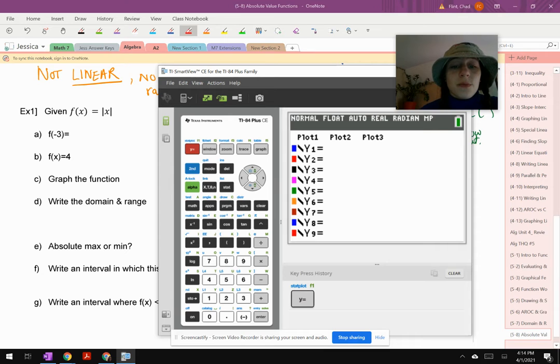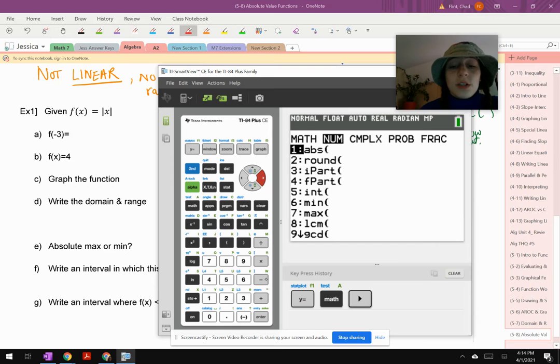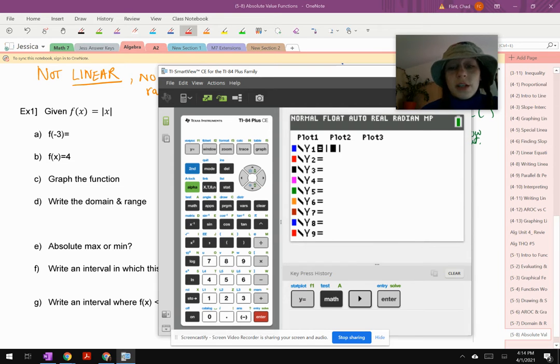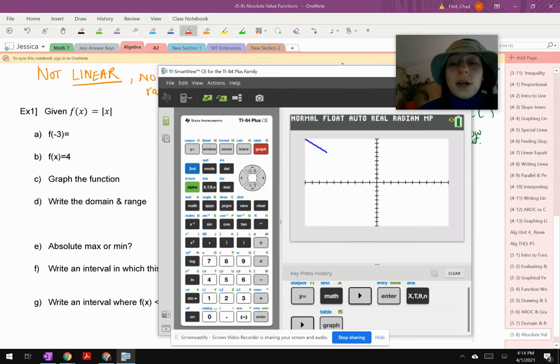So y equals, remember absolute value, I hit the math button, arrow over to number, choice 1, hit enter, or hit number 1 to choose choice 1. X, make sure you use the variable button. TI-83s, make sure you close your parentheses. 84s, make sure you arrow out, just in case in the future when there's more things going on than just plain old absolute value of X. And then go ahead. Alright, so I know that that makes sense because we learned previously that absolute value functions are going to look like a V.